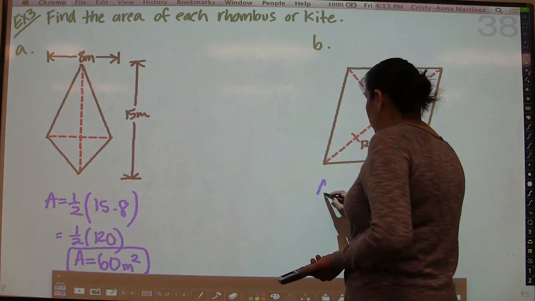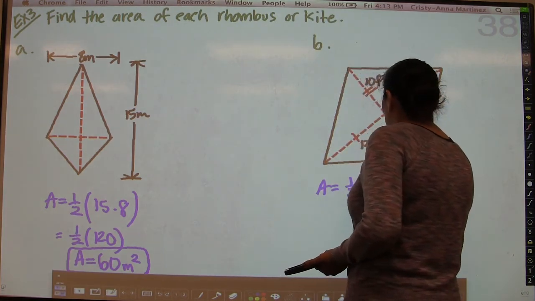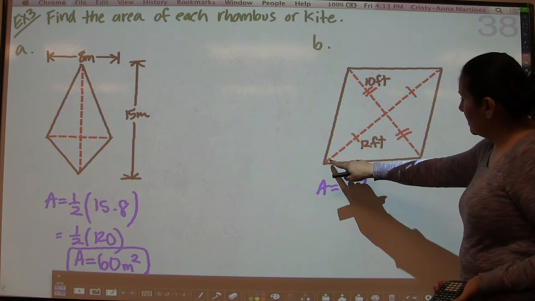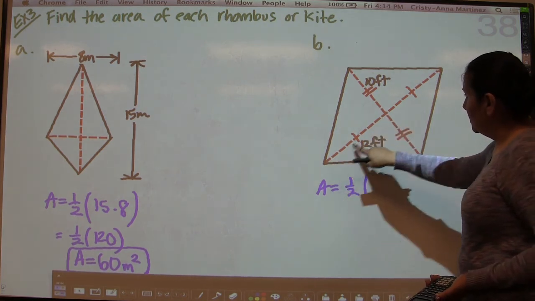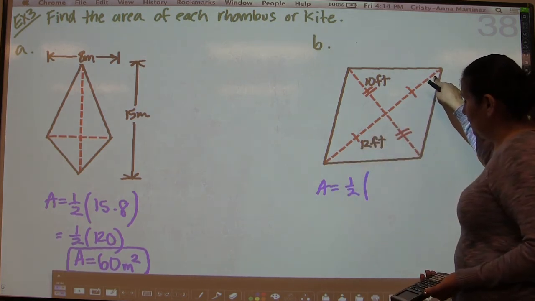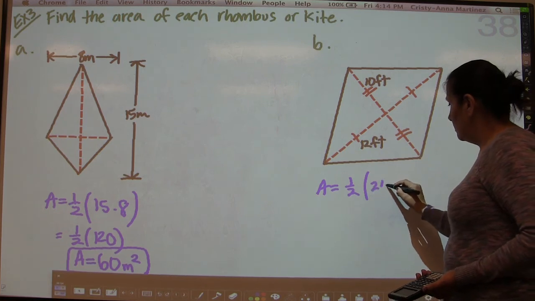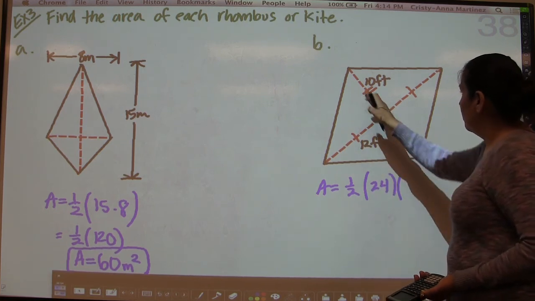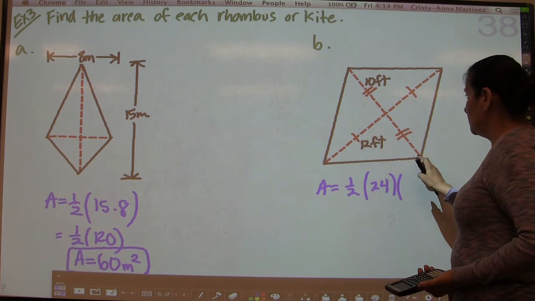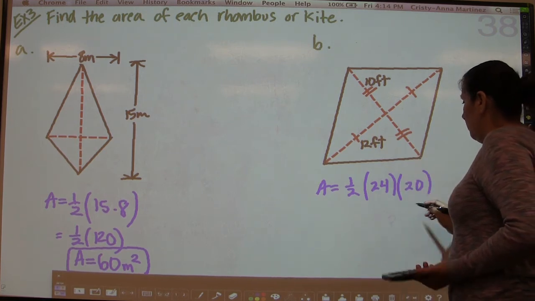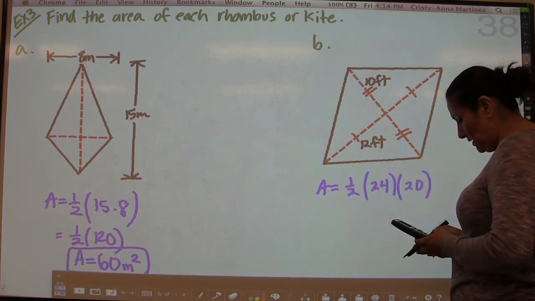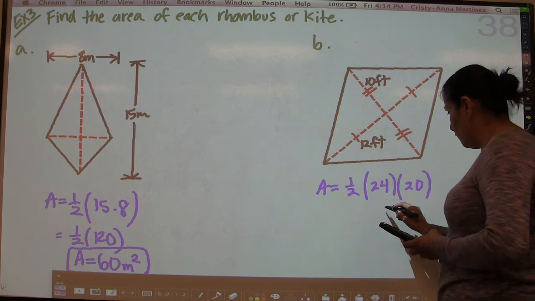However, in this case, we need to double our diagonals, because this is telling us that this is 12 feet, but the entire diagonal is twice that, so it would be 24 feet. And same thing here. This is 10 feet, which would make this also 10 feet, so 20. Alrighty, so we're going to get 24 times 20, which is 480.